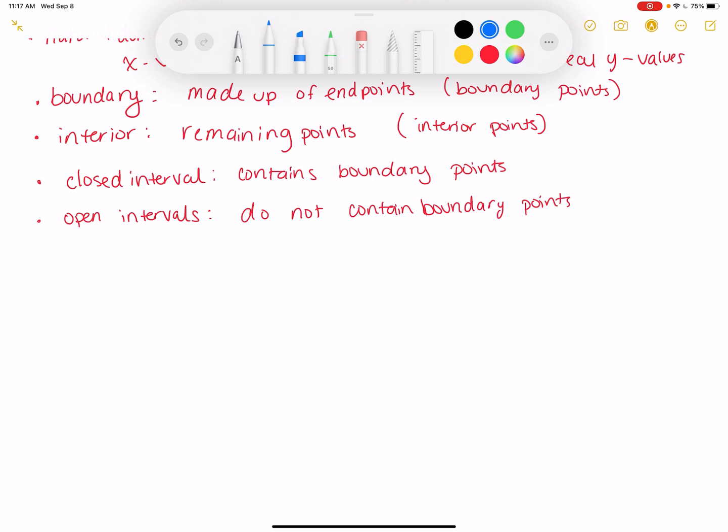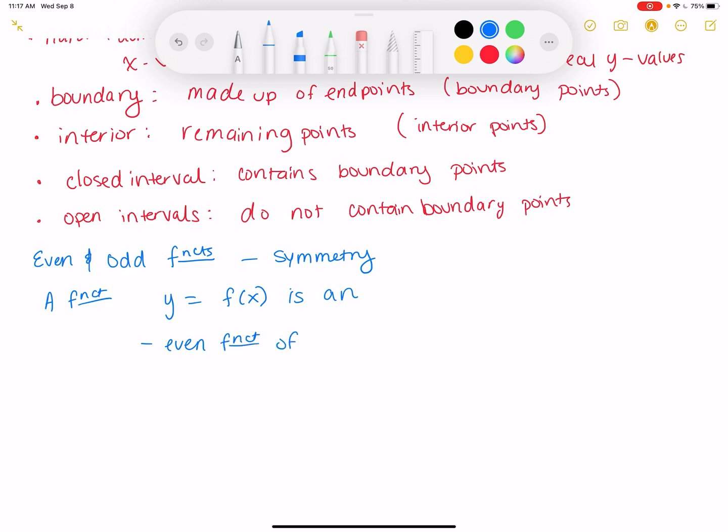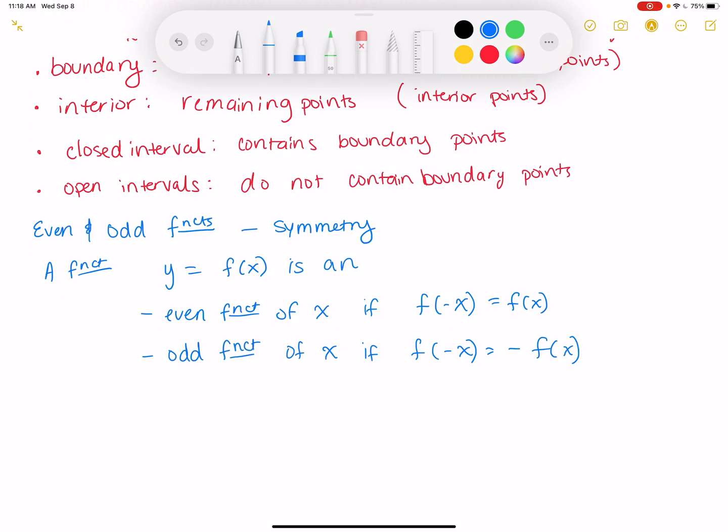All right, and then even and odd functions, and dealing with symmetry. So a function y is equal to f of x is an even function of x if f of negative x is equal to f of x, and it's an odd function of x if f of negative x is equal to negative f of x. So remember, you plug in negative x, and if the whole thing comes out negative, then it's odd. If the whole thing comes out positive, then it's even.